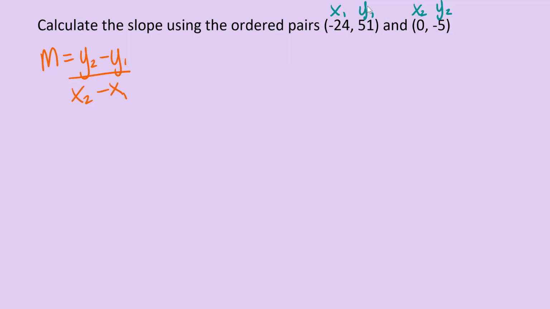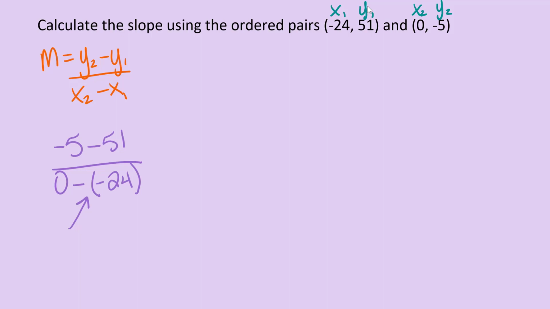So if I use this ordered pair, and I use the formula m equals y2 minus y1 over x2 minus x1, I have to start with my y2, which is -5. So I have -5 minus our y1, which is 51, over x2, which is 0, minus x1, which is -24.